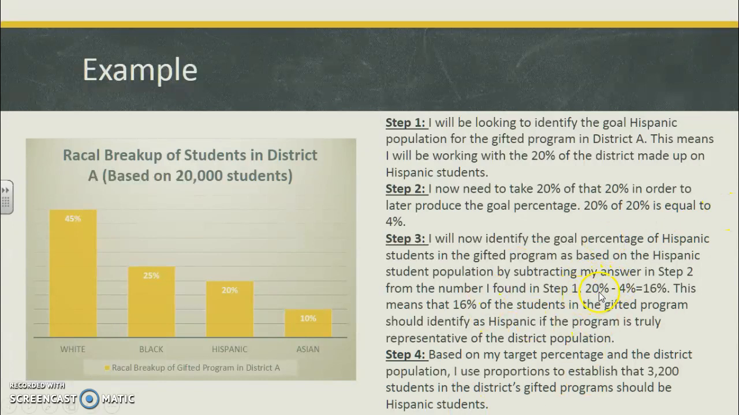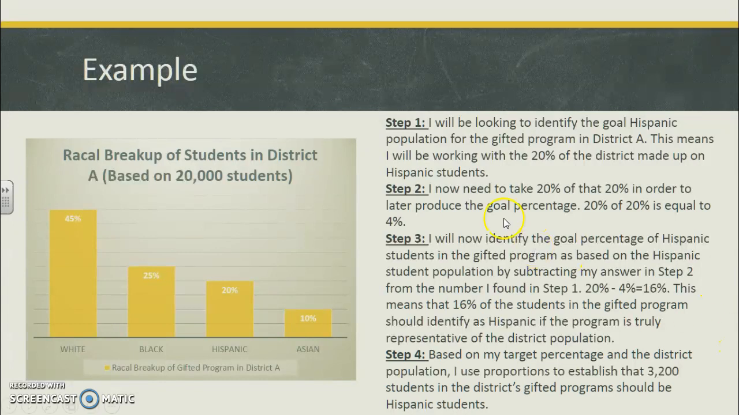Step 3, we're going to take the original 20 and subtract the 4% that we got for step 2, and that yields 16%. In a perfect world, our goal for our Hispanic students in our gifted programs would be 16% of the students. That's if we really want this to be representative. Now, these are just minimum goals. It's just in order to keep our programs equal as far as Ford is seeing it.